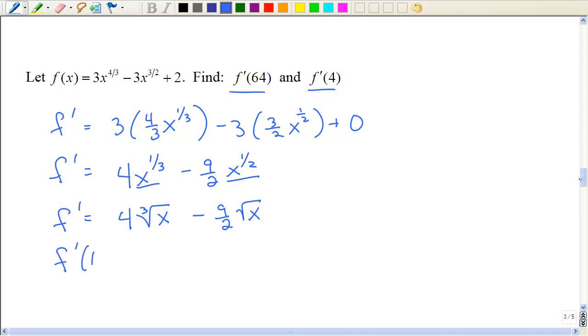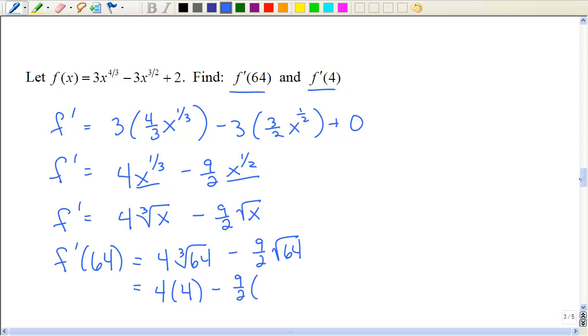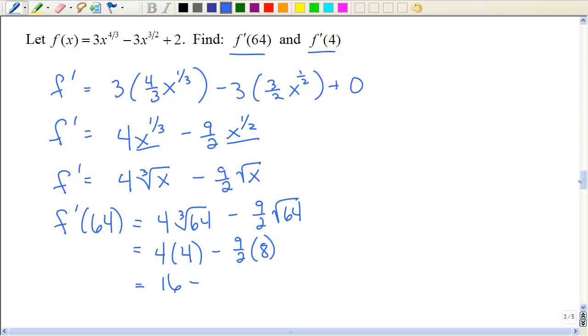So we want to evaluate this function at 64. So I want to take the cube root of 64, and I need to take the square root of 64. Well, it just so happens the cube root of 64 is 4, and the square root of 64 is 8. So I get, what, 16. Let's see, 2 goes into 8 4 times. That should be -20.